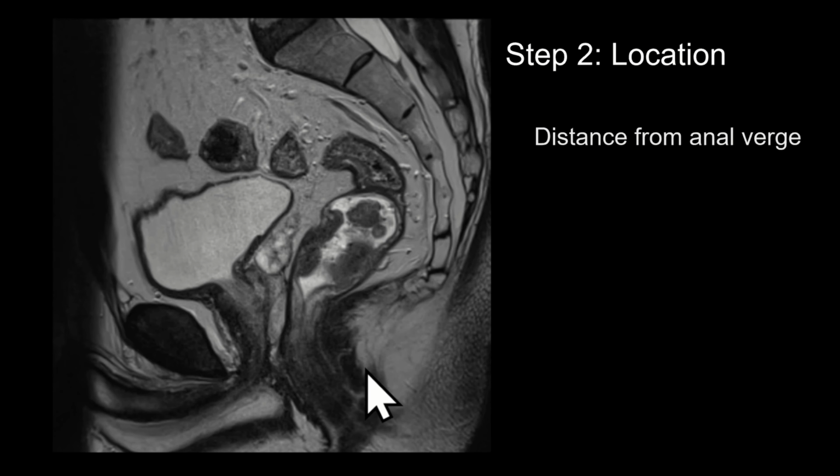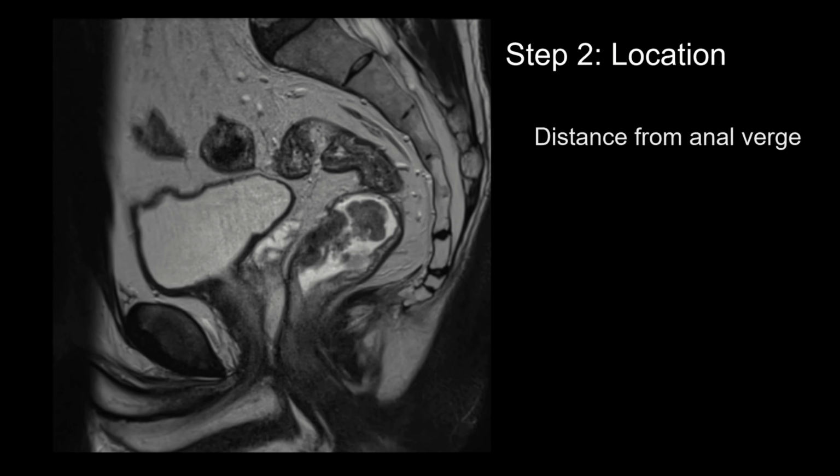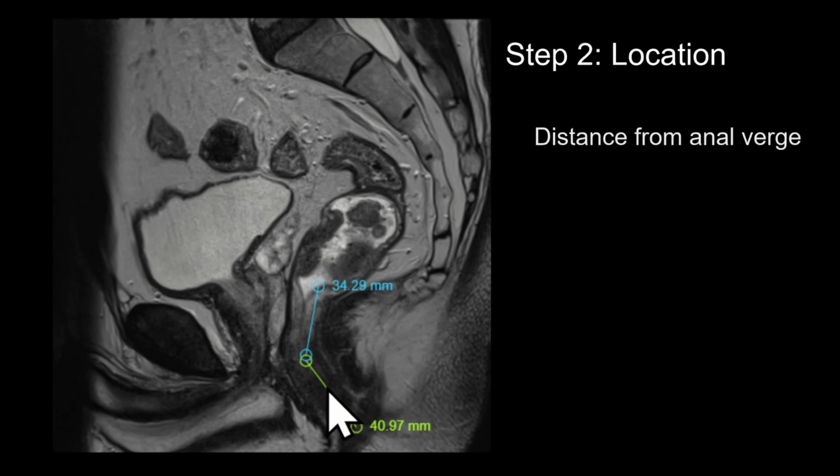So as mentioned, this will help us define the tumor as low, mid, or high in the rectum. So this tumor here is about 7.5 centimeters from the anal verge, at least the lower margin is. So this would be a mid-rectal cancer. And the tumor location affects how the tumor is managed and how we stage the tumor.